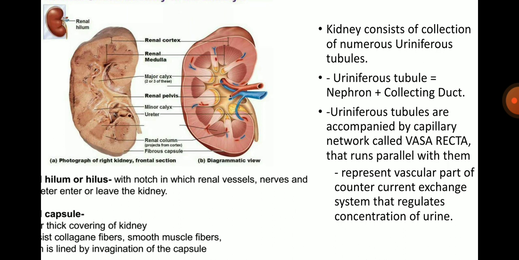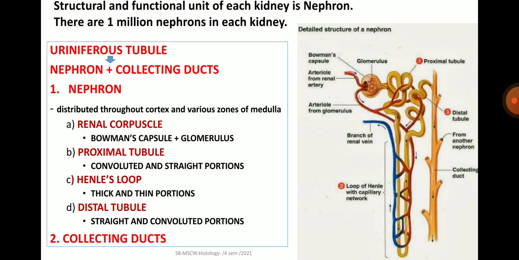Apart from which, you can mention that the kidneys are made up of a collection of a million uriniferous tubules, numerous uriniferous tubules, and each uriniferous tubule is composed of a nephron and the collecting duct. These uriniferous tubules are accompanied by a capillary network called vasa recta that runs parallel with them, and these represent the vascular part of the countercurrent exchange system that regulates the concentration of urine.